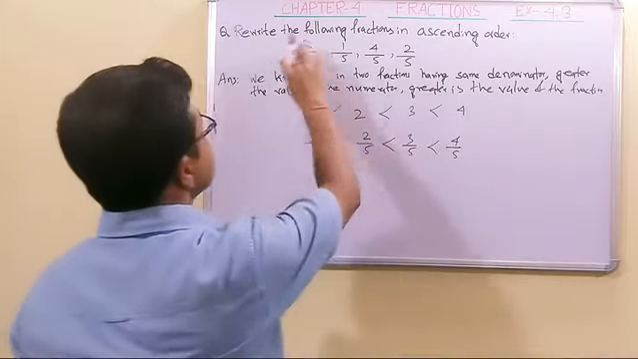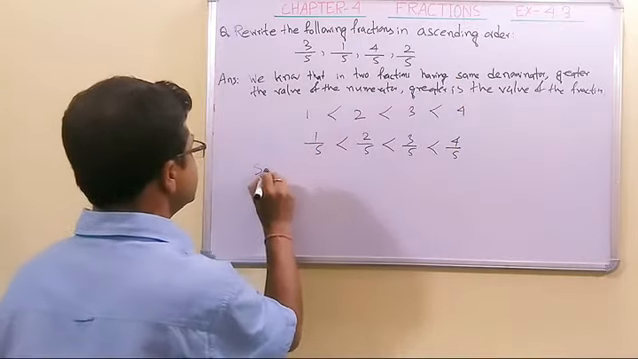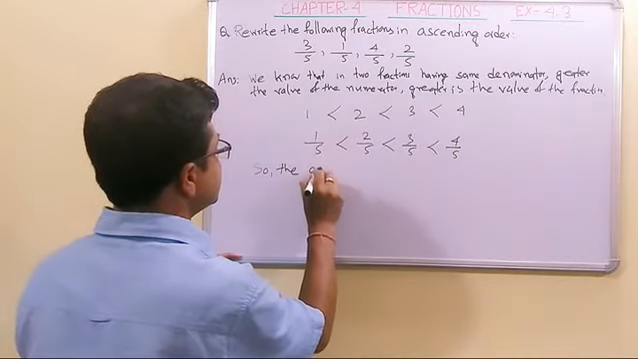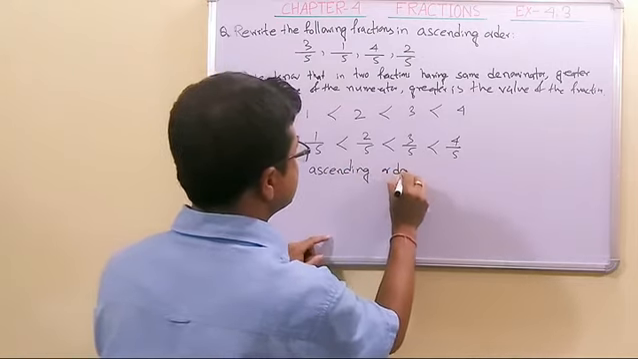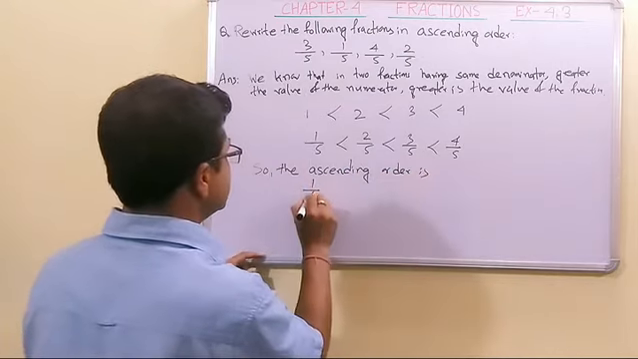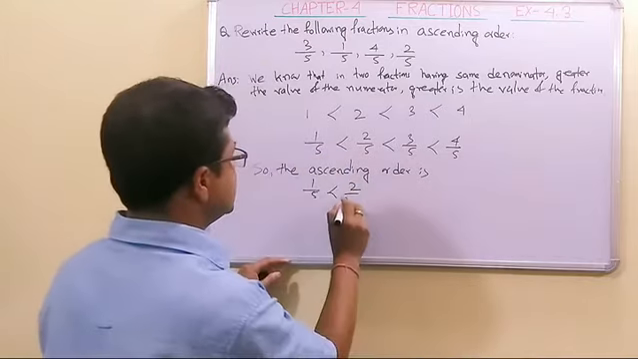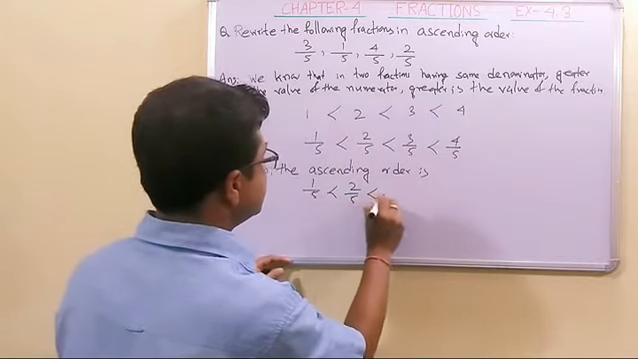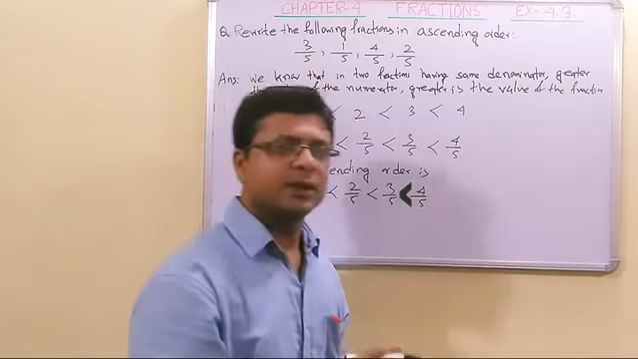Okay, so the question was, rewrite the following fractions in ascending order. So the ascending order is 1 by 5. We have to write from smaller to bigger: 2 by 5, 3 by 5, 4 by 5. Is it alright, students? Let us do one more.